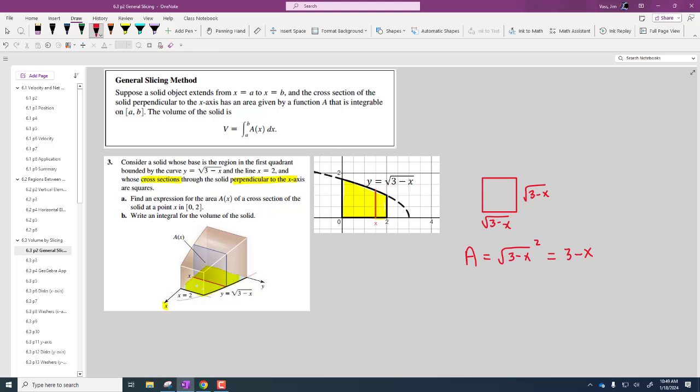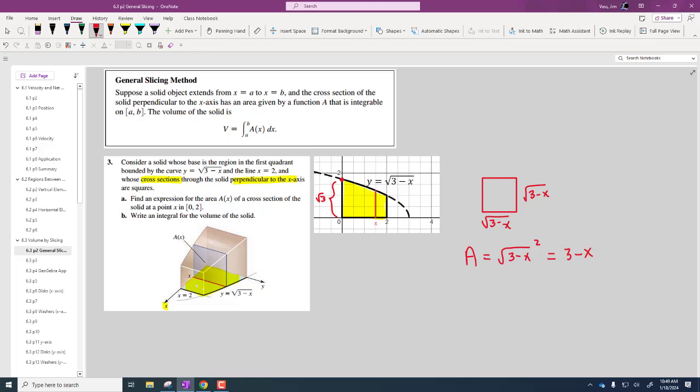What is the height right here? If we plug in 0 there, what is this height? Square root 3. So that's square root 3. So the square when x is 0 is root 3 by root 3, so its area will be 3, which is what we would get when we plug in a 0 to the area function.